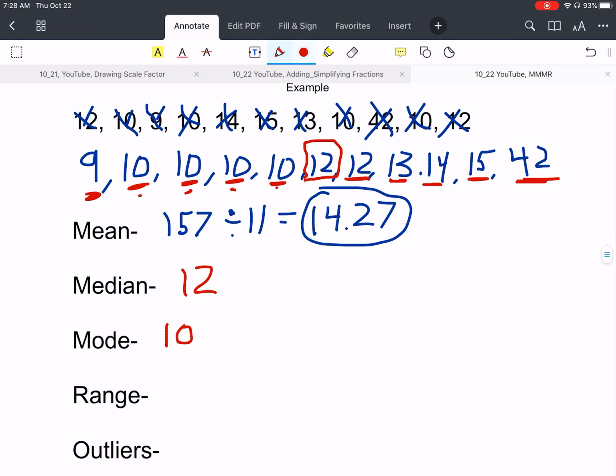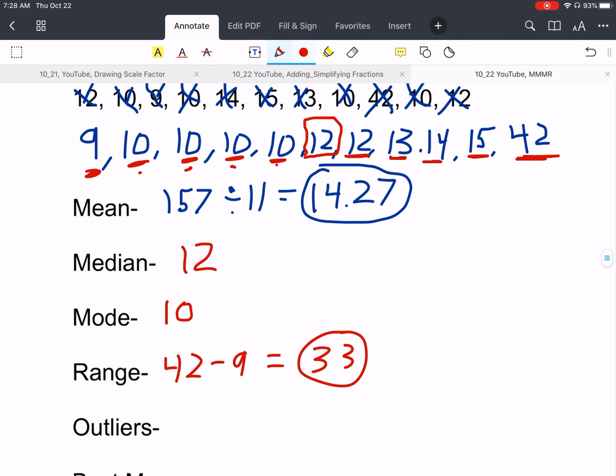The range is the biggest number minus the smallest number. So this is another good time to have numbers ordered from greatest to least or least to greatest. I know that 42 minus 9 is 33. So that is the range.